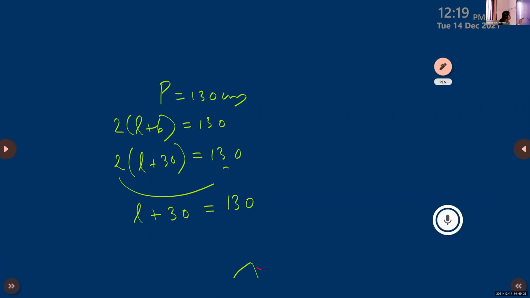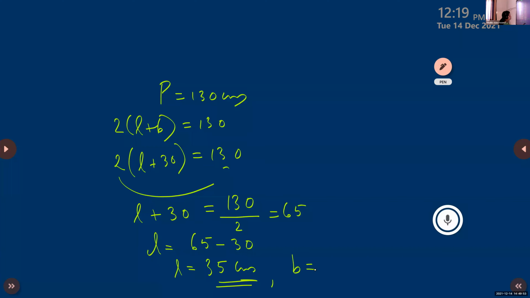Just divide 130 by 2 and you will get 65 as the answer. Now how will you find L from this? Ma'am, I have to minus 30. So L, the length, is equal to 35 centimeters. Now you got the length. Breadth is given, 30. Now it is easy to find the area, right?